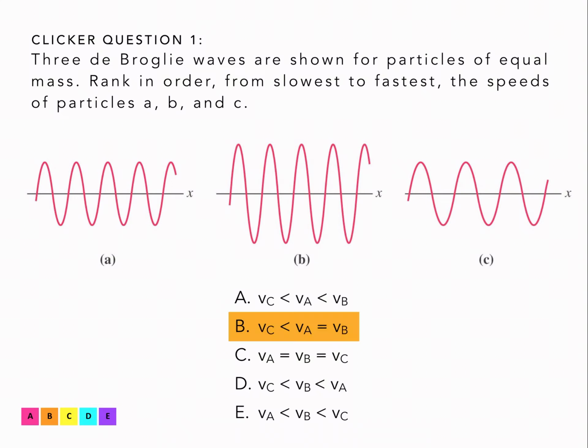Remember, the amplitude doesn't relate to the energy, to the speed, to the wavelength. It's just the frequency and wavelength. Okay, the amplitude's not relevant here. So even though B has a bigger amplitude, that's not going to impact the speed.